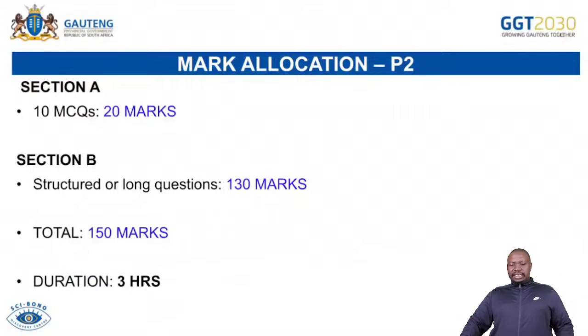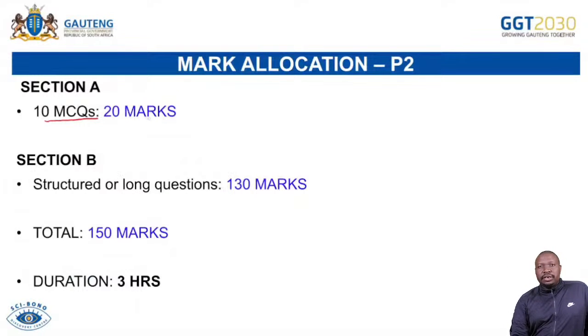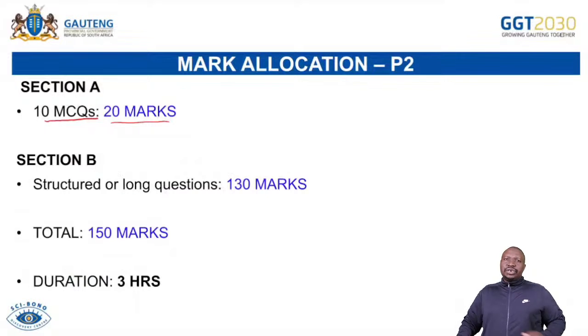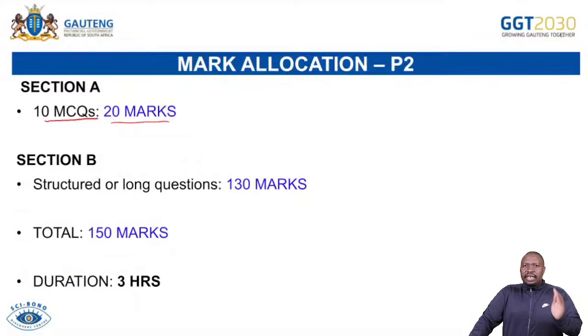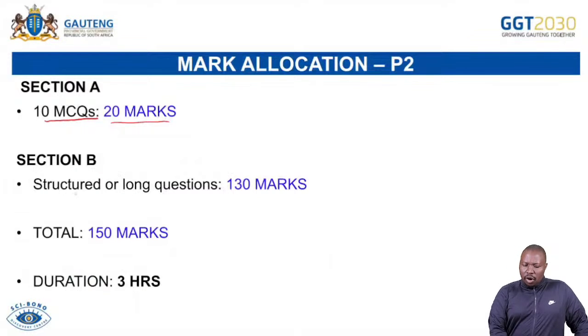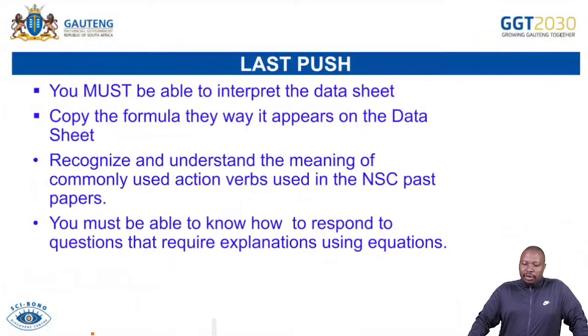Now, if you remember the structure of the paper, we have section A, which is 10 multiple choice questions with 20 marks. Answer all your multiple choice questions. Ensure that when you are writing your paper, you answer every question, from 1.1 to 1.10. Now, section B, which is our long or structured questions, has 130 marks, and the total is 150, and you'll be writing for 3 hours. So that is how the paper looks like.